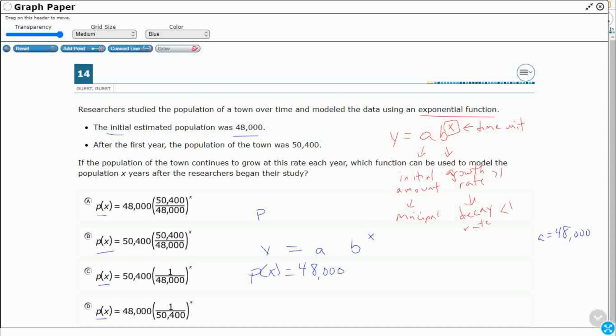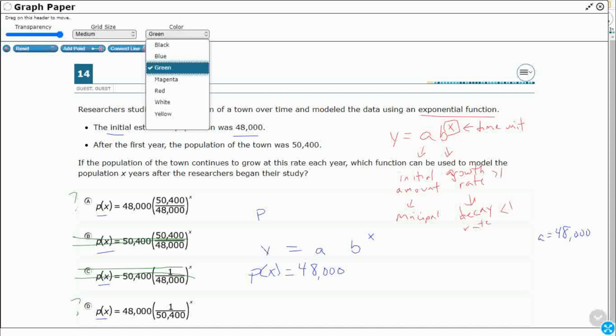So automatically, we should be thinking, okay, it could be d, and it could be a, but we should automatically be crossing off b and c, simply because they've got the 50,400 in that a position. That's where the initial amount needs to be. After the first year, the population was 50,400. So that's where they get this right here.